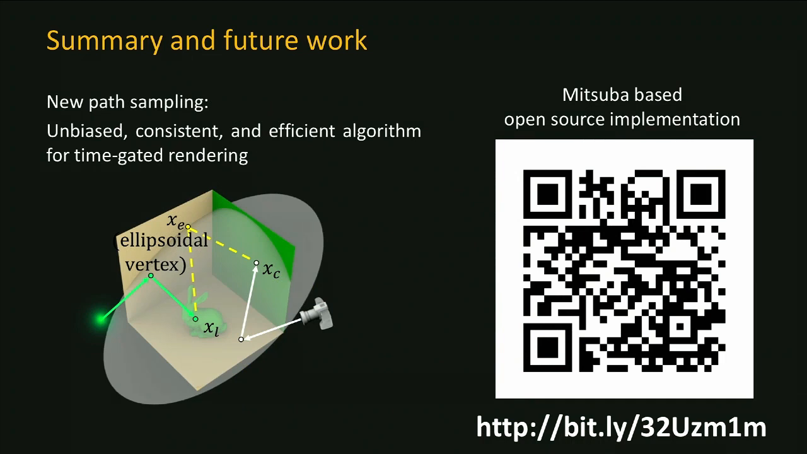We have developed a new path sampling algorithm that can be used to accelerate rendering of time-gated cameras and showed experiments of several real-world applications of these cameras. Our implementation is based on Mitsuba, and we have made it publicly available at the link shown here. As time-gated cameras have received relatively less attention within the rendering community, we hope that our paper and open source implementation will encourage other researchers to look into this important rendering and imaging problem.